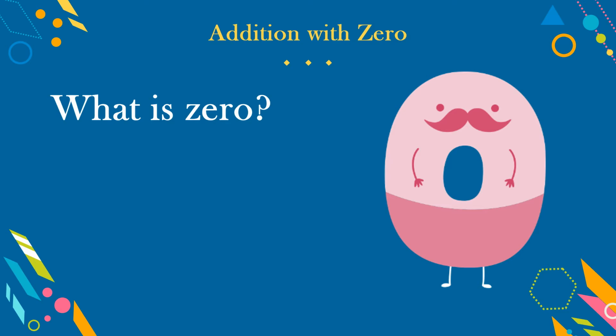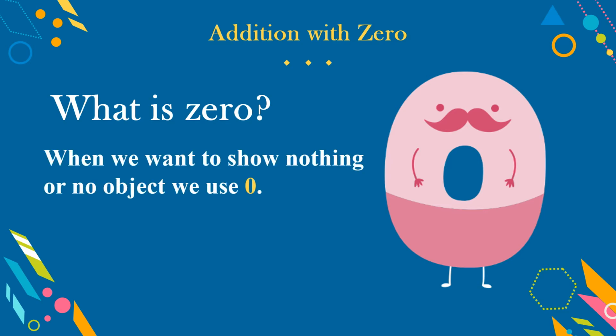What is zero? When we want to show nothing or no object, we use zero. जब हमारे पास कोई ऑब्जेक्ट नहीं होगा तो उसके लिए हम zero यूज करेंगे. So zero means nothing.